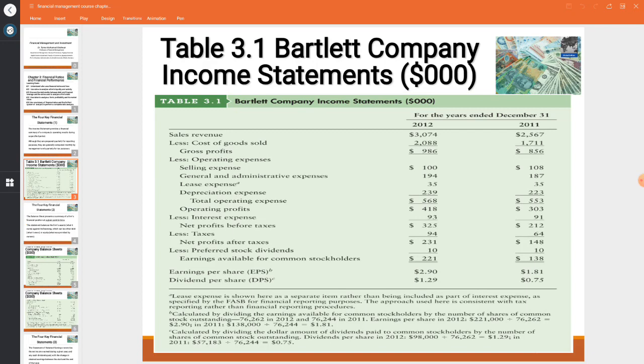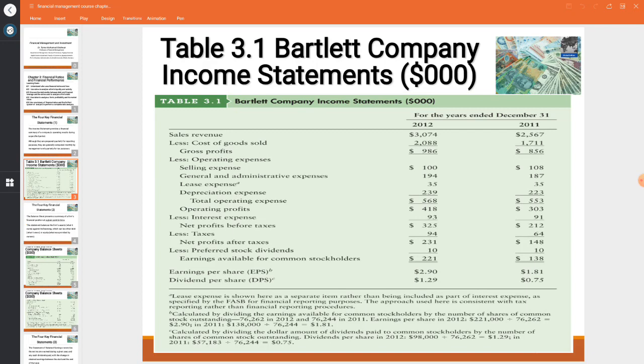Then we exclude interest expenses to determine what we call net profits before taxes. Then we exclude the taxes to get what we call net profit after taxes, or sometimes we refer to it as net income. So net profit after taxes, or what we refer to as net income.